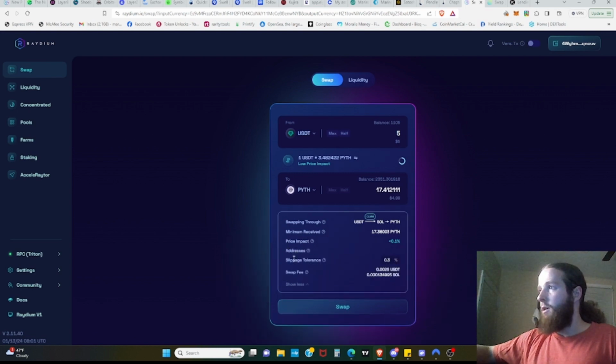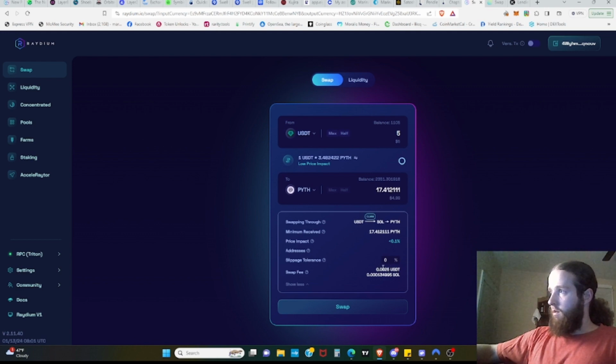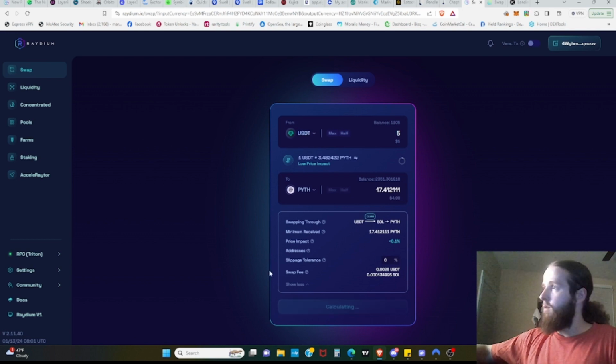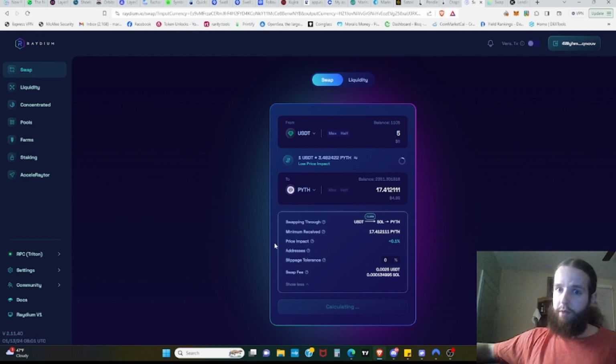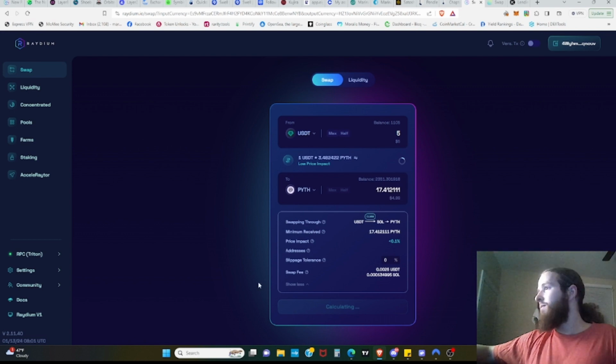You can click more information here. It'll allow you to adjust your slippage tolerance. Then it's going to tell you also what the swap fee is. As you can see here, it's 0.0025 USDT, which is basically less than a cent, a quarter of a cent. That's what it is here on Solana. If you're on Ethereum, 10, 20, 30, 40, you guys know how it is. So here we go. We're going to go ahead and click swap.